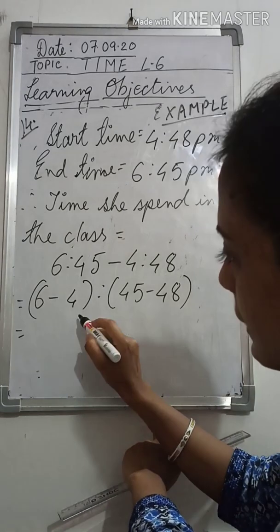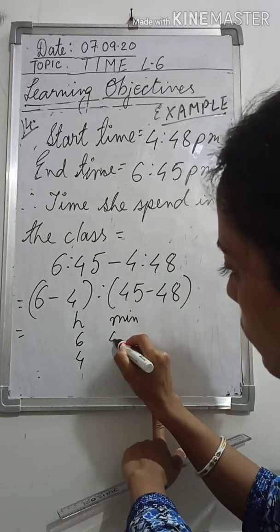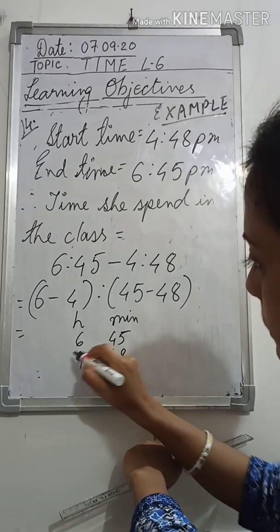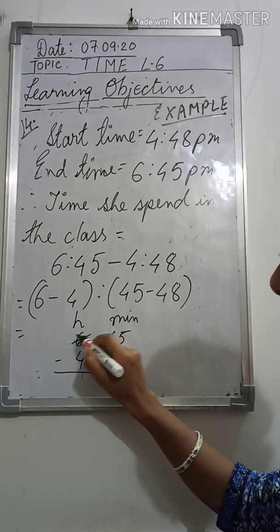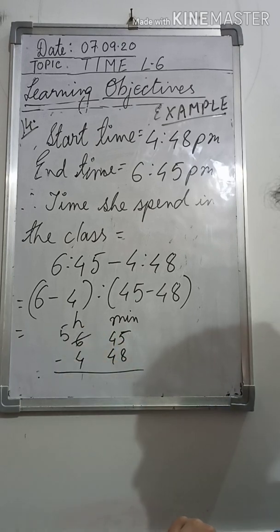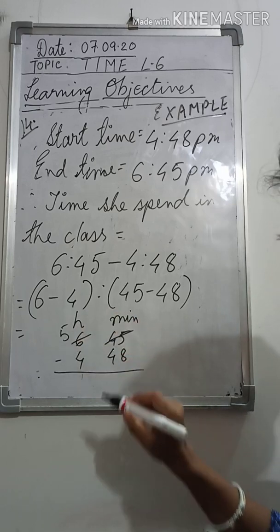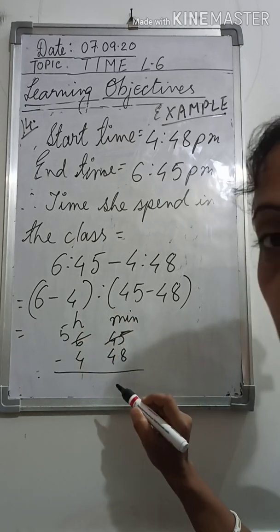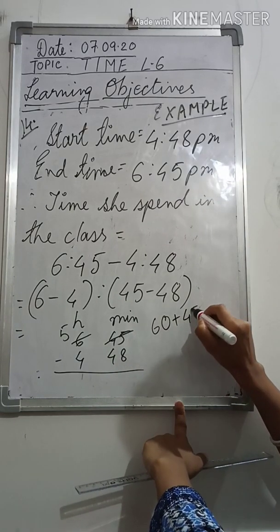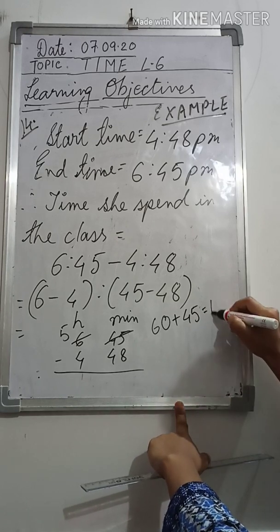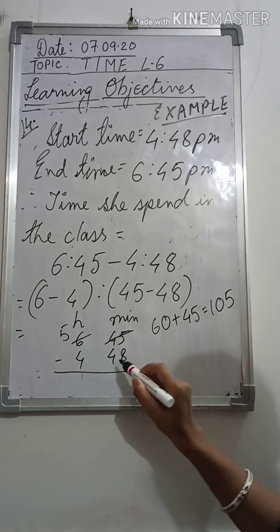So you can also write it like this. For your understanding, 6 and 4 is in the hour part, 45 and 48 is in the minute part. I said we cannot subtract, so it will borrow 1 hour. If it borrows 1 hour, 6 will become 1 hour less, it will become 5. And 45 has borrowed 1 hour. 1 hour means how many minutes? It has borrowed 60 minutes. So 60 minutes it has borrowed and 45 minutes were already there. So what is the number? 105. So now you can see 105 is bigger than 48.